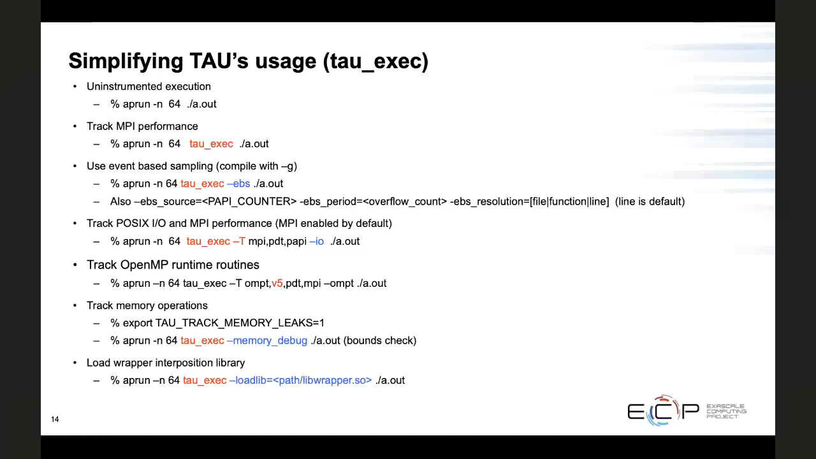You can enable IO tracking by the tau_exec -io flag, and you should use the -T or a tag flag to identify a specific configuration of Tau. For example, if you have built a number of different configurations and you want to say, I want to use the OMPT configuration with version 5 support, with PDT for source instrumentation support, and MPI, and then enable the -ompt flag for tracking the OpenMP runtimes. You can also have other flags like memory debug and loadlib.